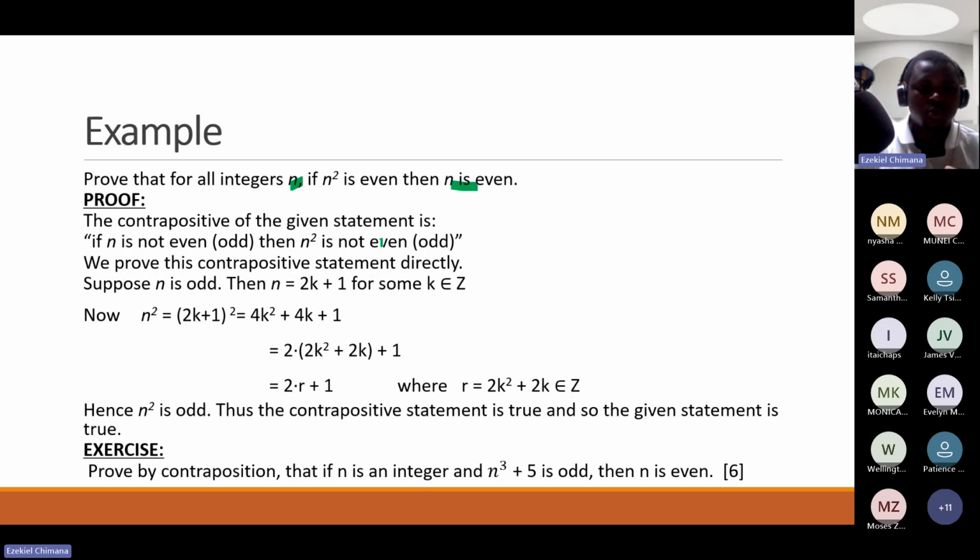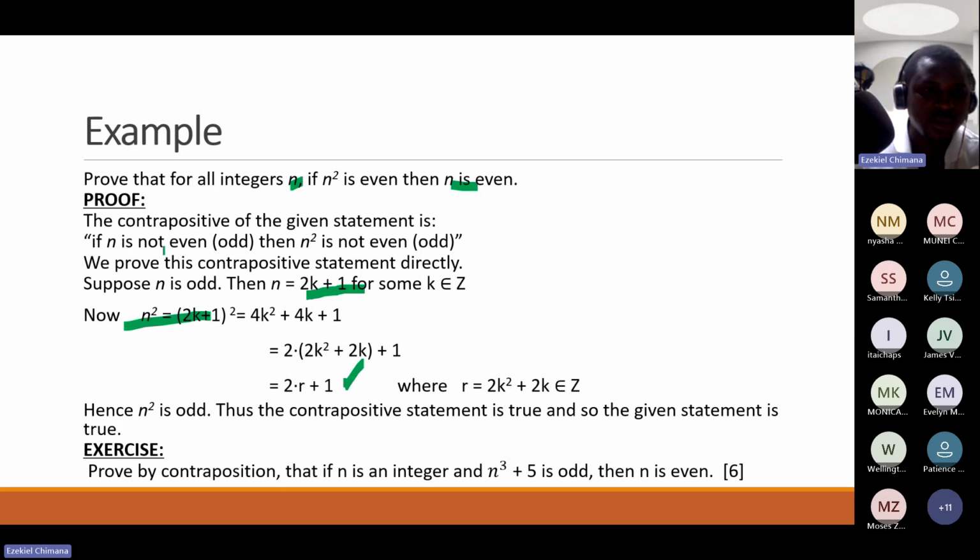So we prove this contrapositive statement directly. Suppose n is odd, which means n is 2k plus 1 for some k, an element of the set of integers. So n squared will become (2k plus 1) squared, and then you multiply it out and simplify, and you get n squared as an odd number. Hence, n squared is odd. Thus the contrapositive statement is true, and so the given statement is true.